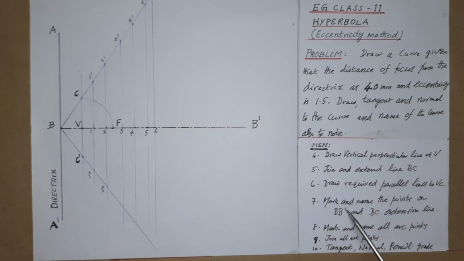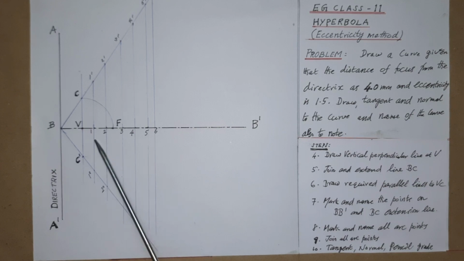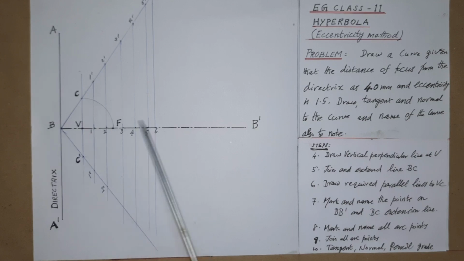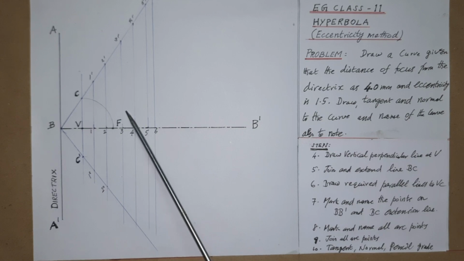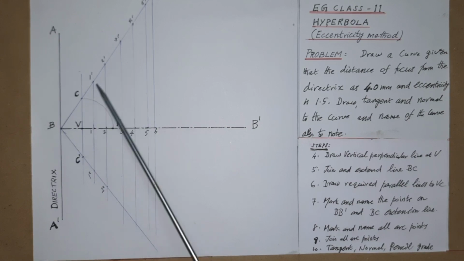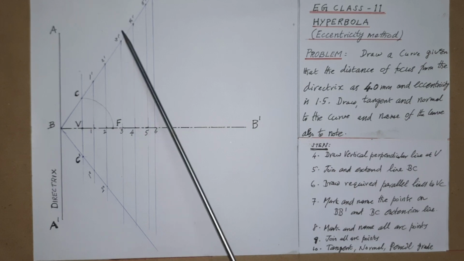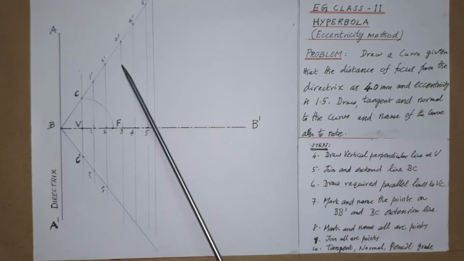Now as per step 7, we have to mark the joining points, that is, the meeting points of all the perpendicular lines which are drawn now and the axis line are to be marked and named as 1, 2, 3, 4, etc. Up to 6 or more than that if required may be named on the axis line. Similarly, all the meeting points of the perpendicular lines on the BC line extension are to be marked and named as 1 dash, 2 dash, 3 dash, etc.